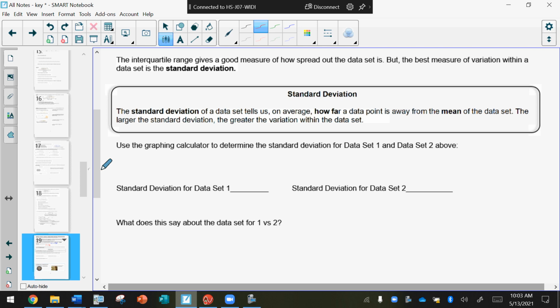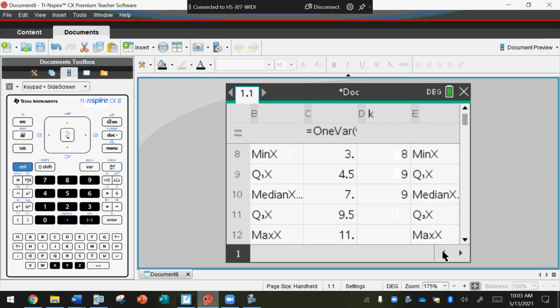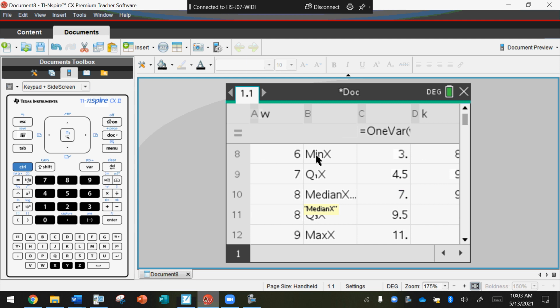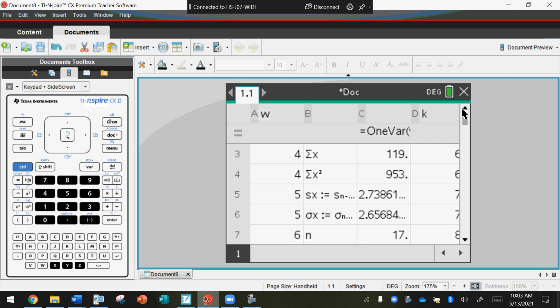Okay, so I have all that data put into the calculator. So let's go back to my list W. That's data set number 1, and let's look at our standard deviation and our mean. So our standard deviation, the sample standard deviation, is the Sx. So for this particular data set, it's 2.7386. 2.73861. And then if you click on it, you can see how it shows more of the decimal.